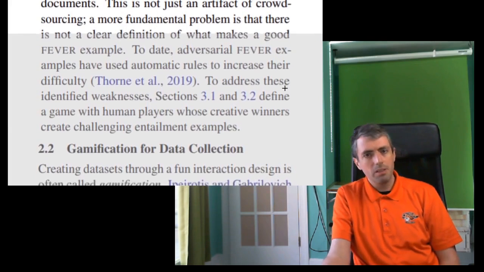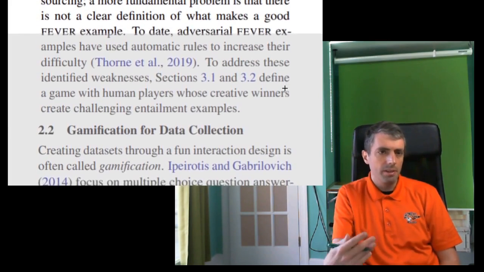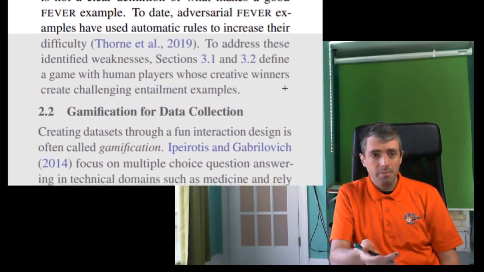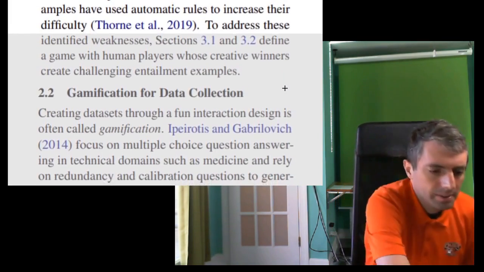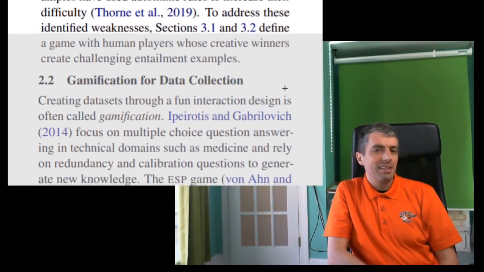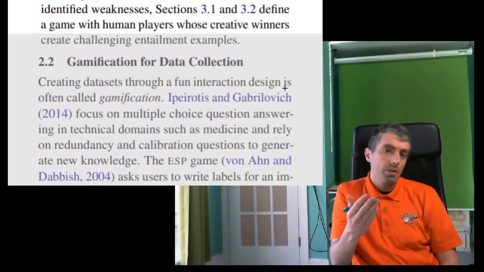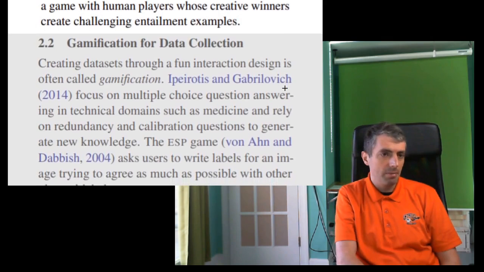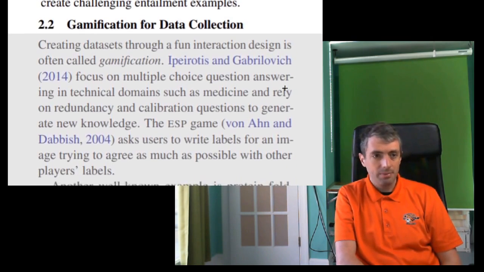A more fundamental problem is that there is not a clear definition of what makes a good FEVER example. To date, adversarial FEVER examples have used automatic rules to increase their difficulty. To address these identified weaknesses, Sections 3.1 and 3.2 define a game with human players whose creative winners create challenging entailment examples. Section 2.2, Gamification for data collection.